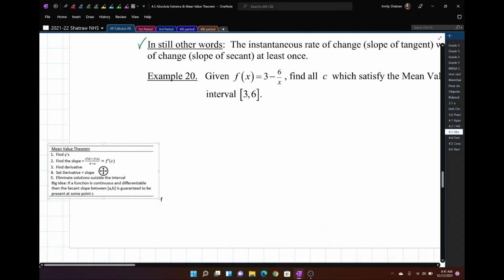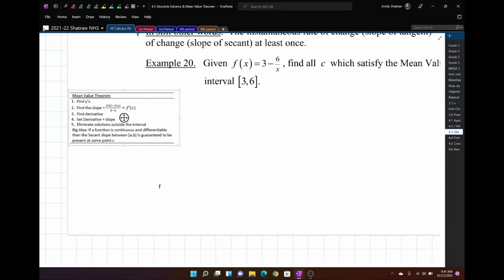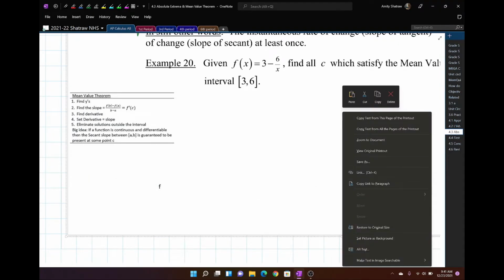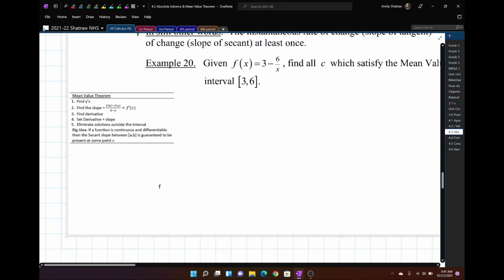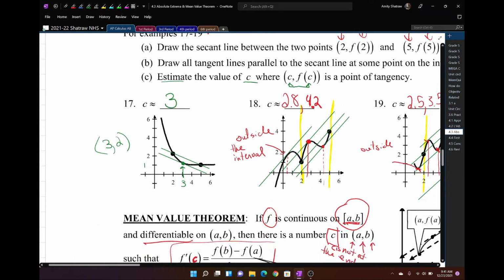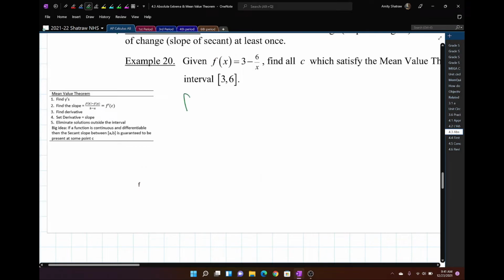First of all, find the y's. And I know you know this, that I have a tendency to forget that first step. I will often forget to do it. So let's see if I can do it this time and make sure that I've got it right. F of 3: this is 3 minus 6 over 3, which is 3 minus 2, and so that ends up being 1. And F of 6, what is that going to be? It's 3 minus 6 over 6, and that's going to be 3 minus 1, which is 2. And so now I have the y's.